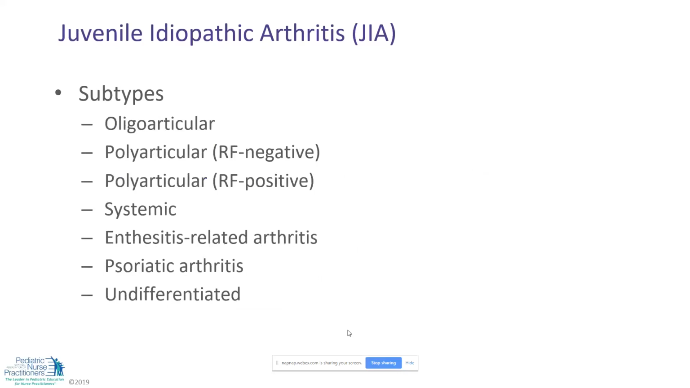Those subtypes include oligoarticular, polyarticular, which can be rheumatoid factor negative or rheumatoid factor positive, systemic JIA, enthesitis-related arthritis, psoriatic arthritis, and then undifferentiated.